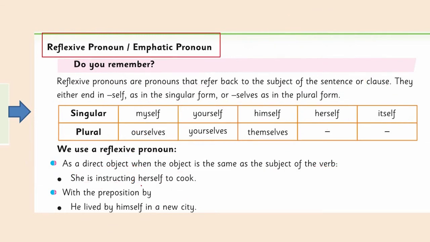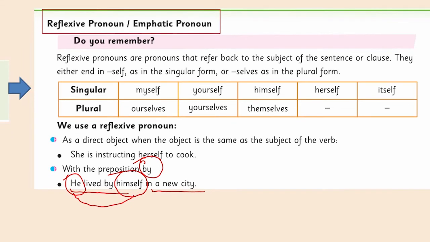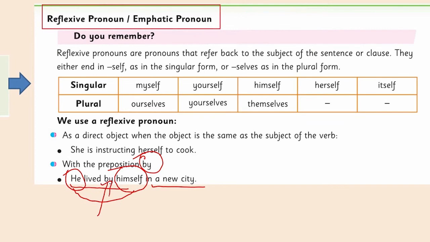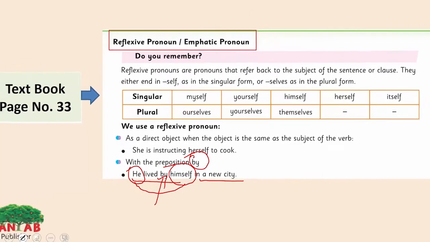With the preposition "by" here, we learned about the preposition, the part of speech. Prepositions show the direction or the relationship between the nouns and pronouns. Now look at here, he lived by himself in a new city. He is the personal pronoun here and himself is a reflexive pronoun here. The person is the same. And we just put the preposition "by" here. He lived by himself in a new city.